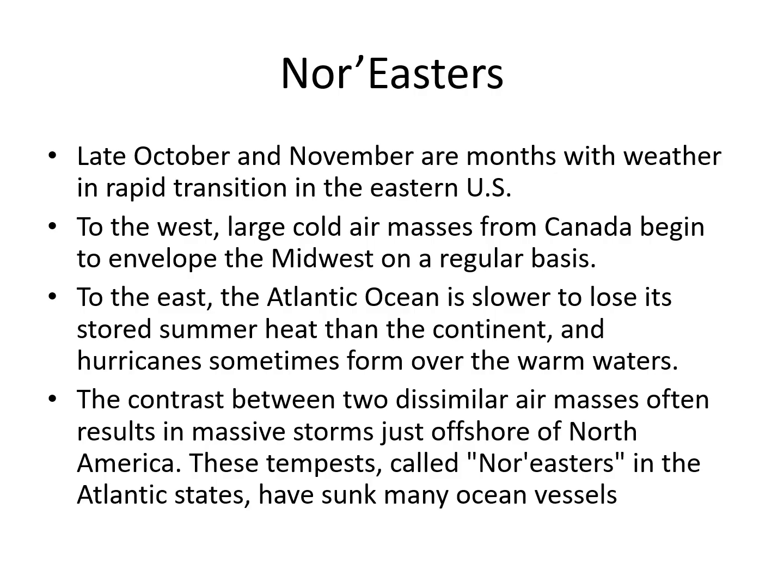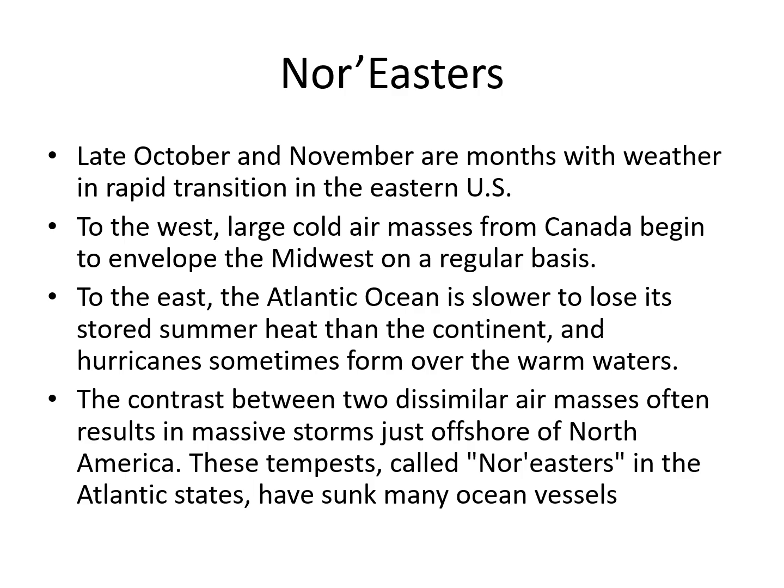So the typical time for nor'easters to occur is the fall, so late October and November. There's a lot of rapid weather change. Because the landmass has cooled down, it's starting to get really cold over Canada in the fall, but it's still warm over the Atlantic because of the high heat capacity of water and the role of the Gulf Stream bringing warm water northward in the Atlantic Ocean.